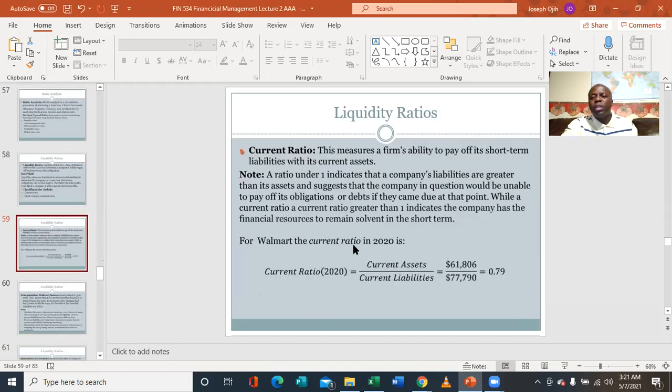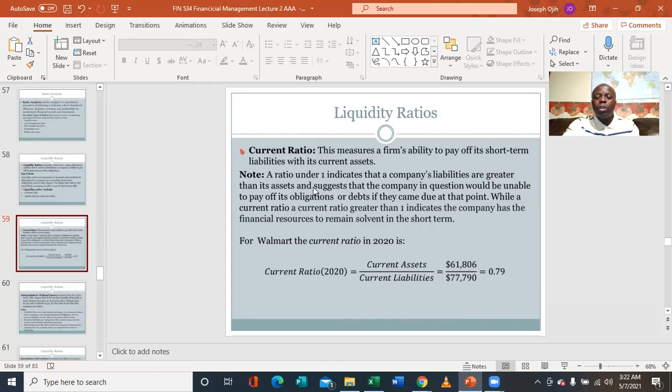So the current ratio measures a company's ability to pay off its short-term liabilities with its current assets. Of course, you know that current liabilities are those debts that are due from 1 month to 1 year or less. Now, use the current ratio to calculate it. And usually, if your answer is less than 1, that means the company doesn't have enough, it's having problems. It doesn't have enough current assets to pay their bills.